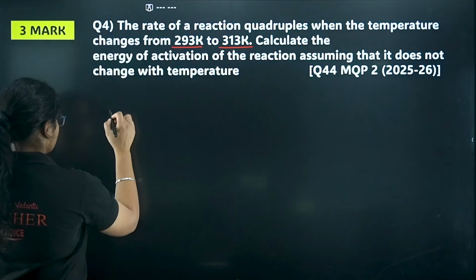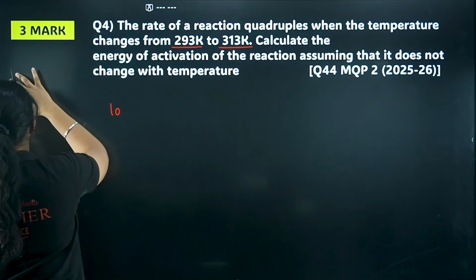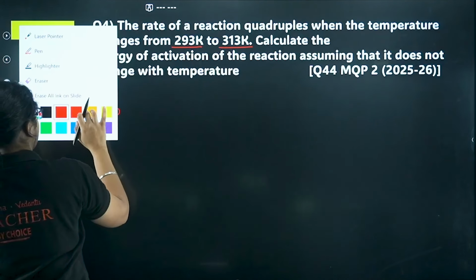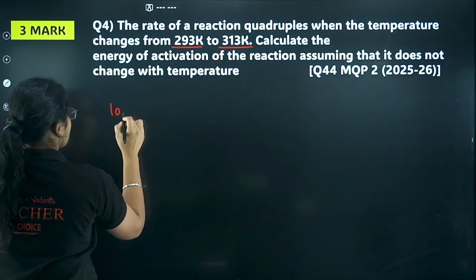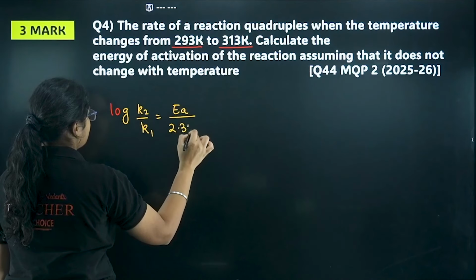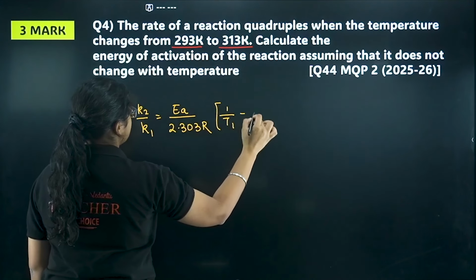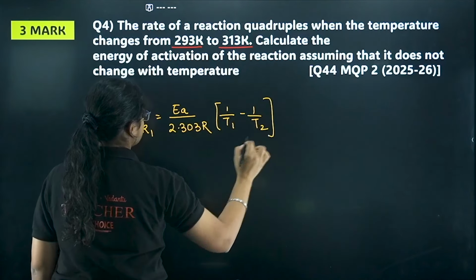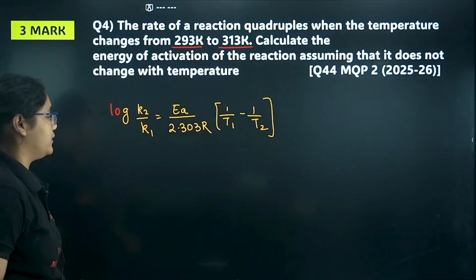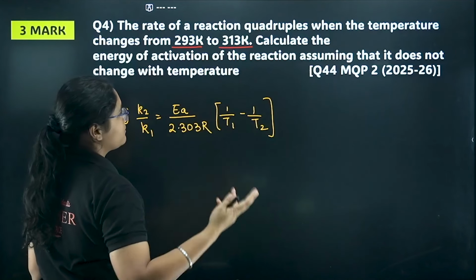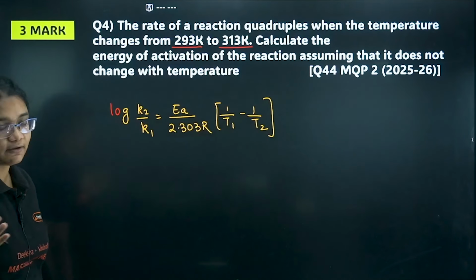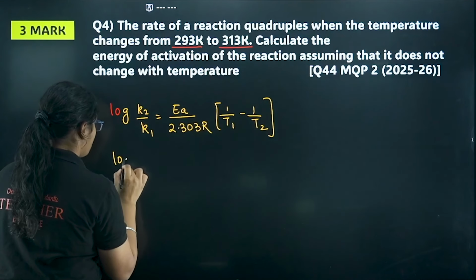So we have this formula again: log of K2 by K1 is equal to EA by 2.303 R into 1 by T1 minus 1 by T2, right? These values are there. Now what I can do here is just substitute. Now it quadruples, which means K2 is 4 times K1. So I can directly write here log 4.